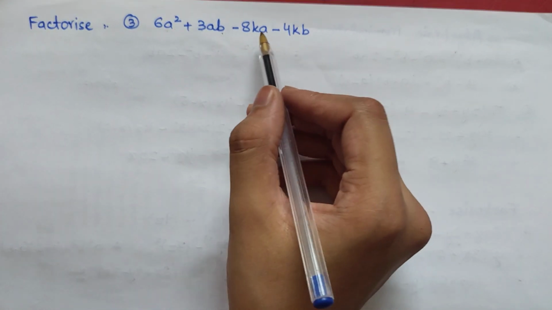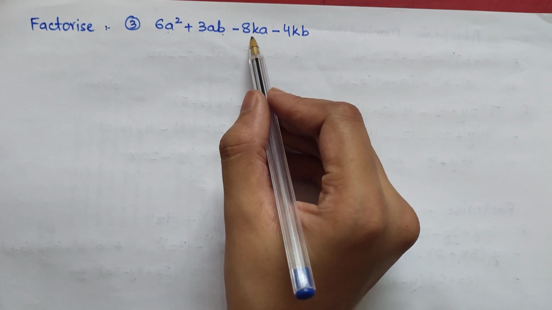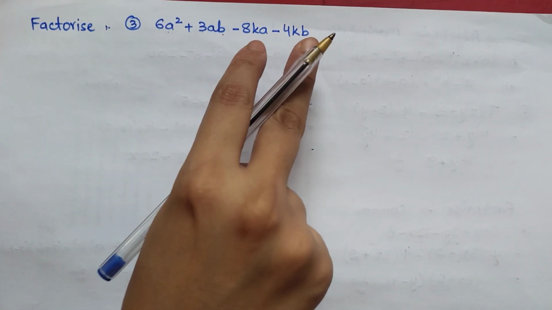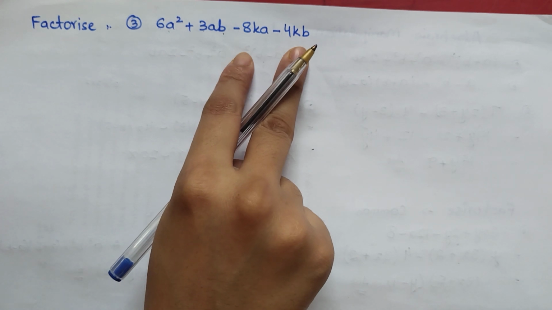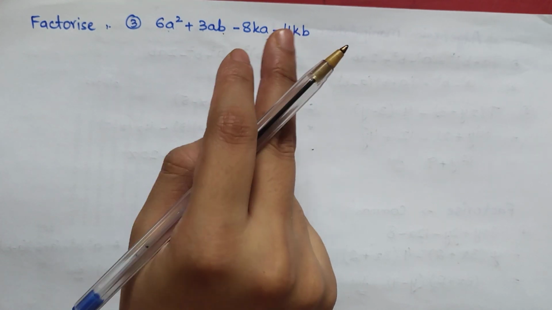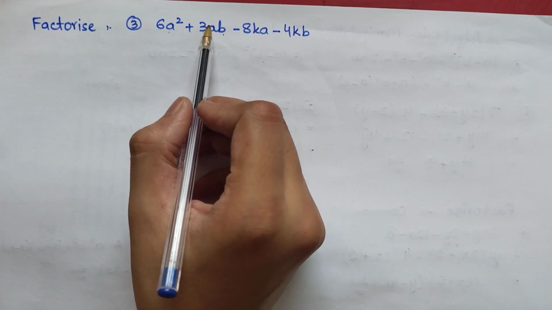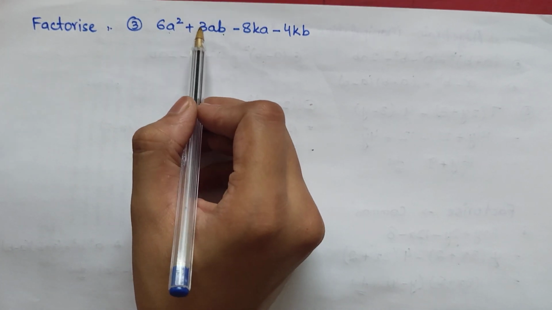Okay, and in the last two terms I see 4 is common and k is common. So we'll take the common from the first two values and from the last two values. If suppose there is no common in the first two values, you will also arrange them. You will put this value here and this value there.